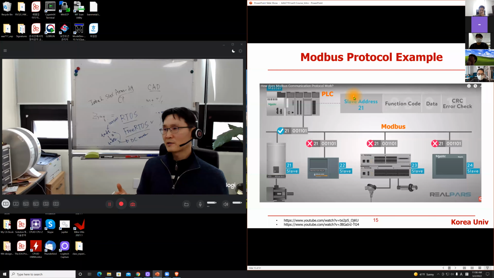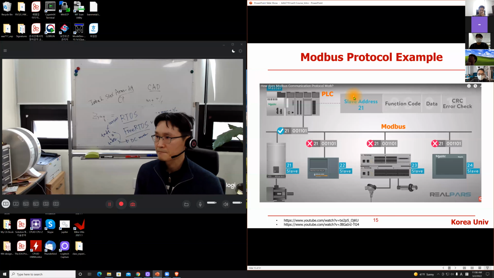You can think of it like TCP/IP communication. They simply use a different format for communication, called Modbus. In this case, the PLC wants to send some information to this slave device, with a function code and data, to take input or to control an actuator. If you want to know more about this protocol, you may want to watch this YouTube video clip.